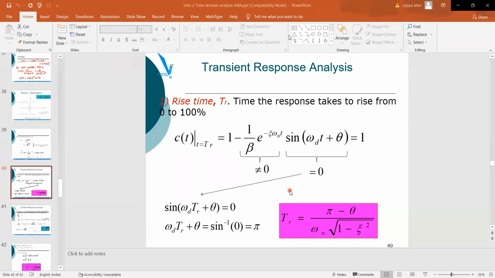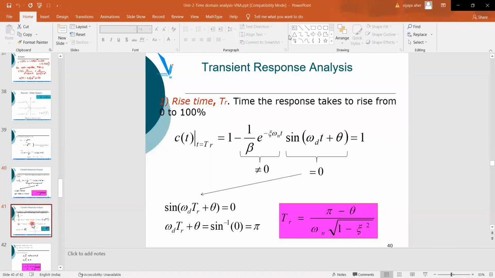Just write down the equations for rise time. You are going to solve numericals based on this. Rise time, denoted by capital T suffix R, is equal to pi minus theta divided by omega n under root of 1 minus zeta square. So this is the first parameter or specification of time domain analysis for a second order system.